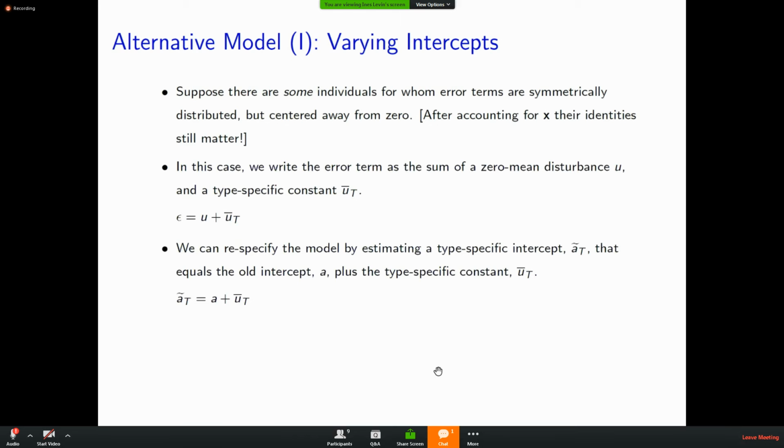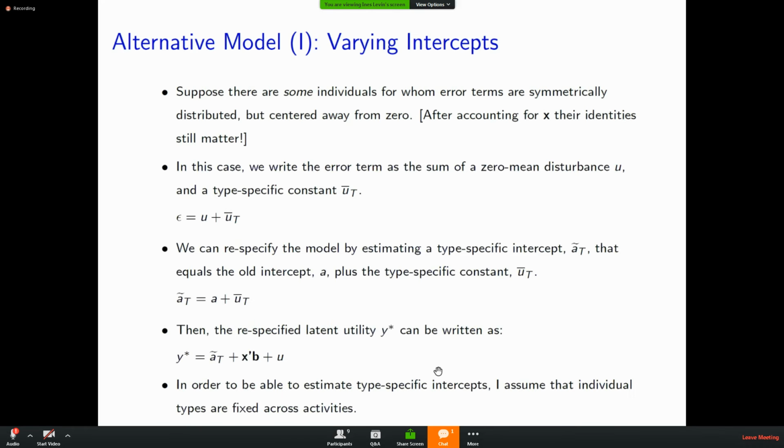So some individuals are going to have higher estimates of the intercept for a certain activity, while other individuals are going to have lower estimates of the intercept for the same activities. Individuals in the first group are going to be predicted to be more likely to participate in that activity than individuals in the second group, for instance. So the respecified latent utility Y star can be written as Y star equals a tilde sub t plus x times b plus u.